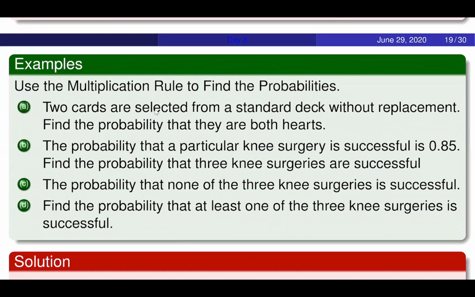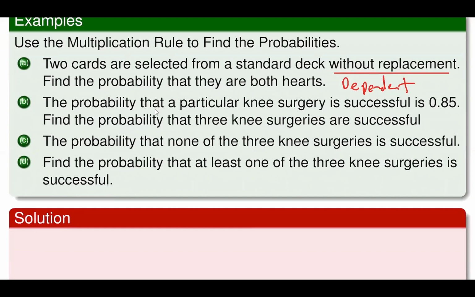All right, so let's use the multiplication rule to find these probabilities. Two cards are selected from a standard deck without replacement. Find the probability that they are both hearts. For this one, it says without replacement, so that's telling me these are dependent. Let's do A right here. We want to find the probability that the first card we get is a heart and the second one that we get is a heart.